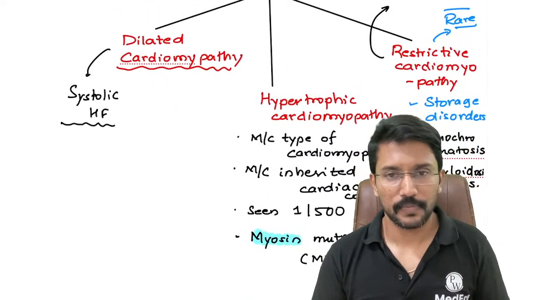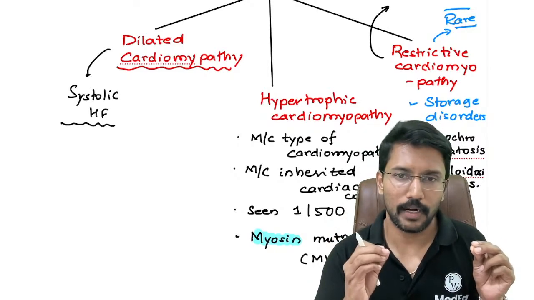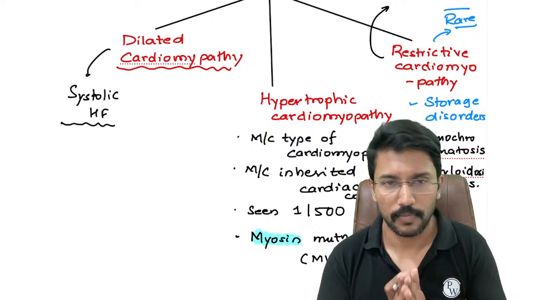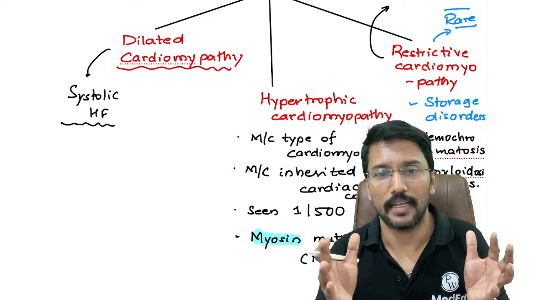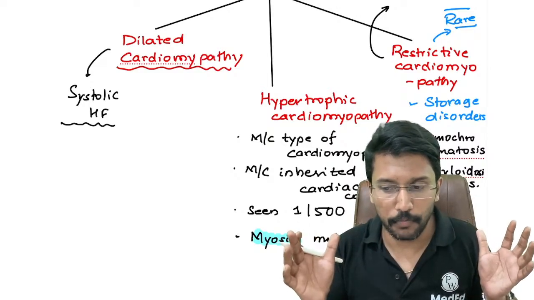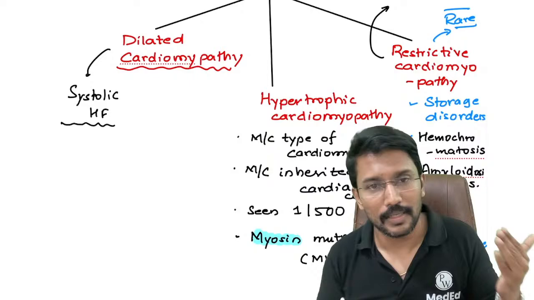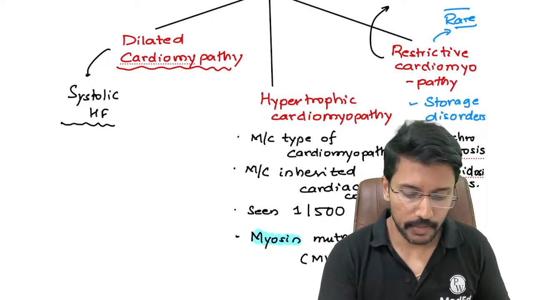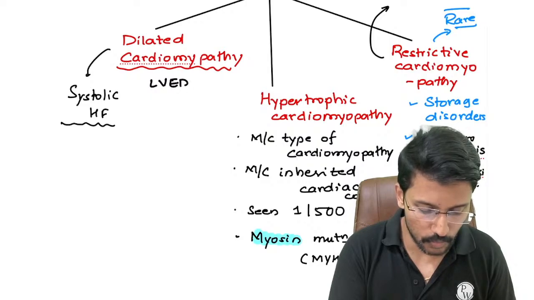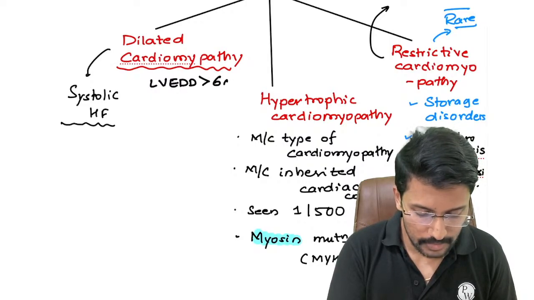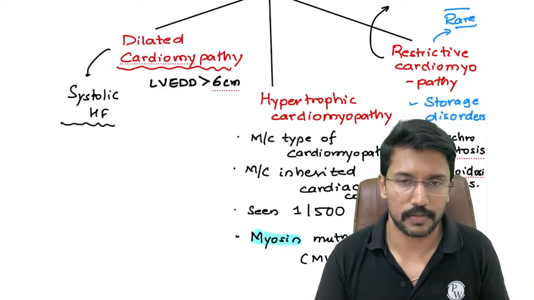How do we classify? We classify them into three groups: dilated cardiomyopathy, hypertrophic cardiomyopathy, and restrictive cardiomyopathy. What is dilated cardiomyopathy? Dilated cardiomyopathy is where your left ventricle becomes dilated, and when it becomes too dilated, it fails to generate sufficient force of contraction, and when it is not able to contract, that is what is our systolic heart failure. Technically, we call it dilated cardiomyopathy when left ventricular end diastolic diameter is more than 6 centimeters.